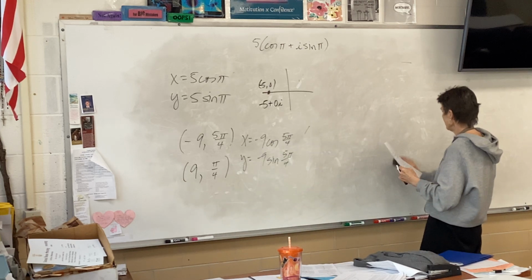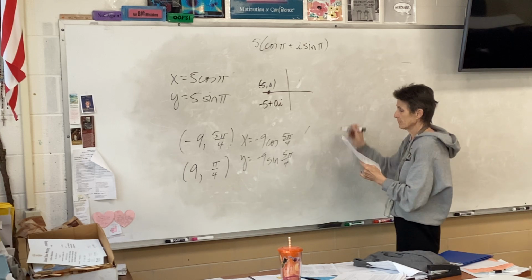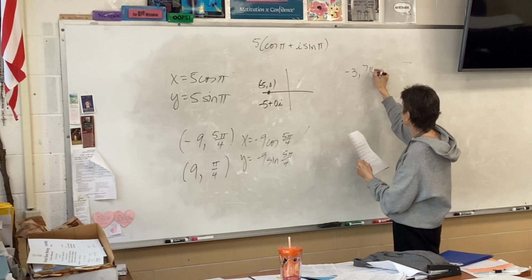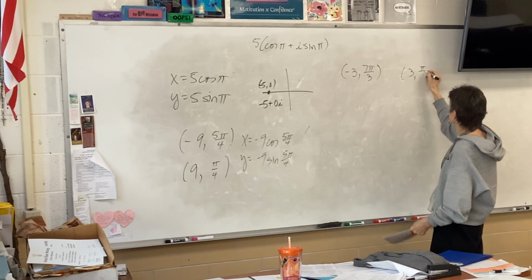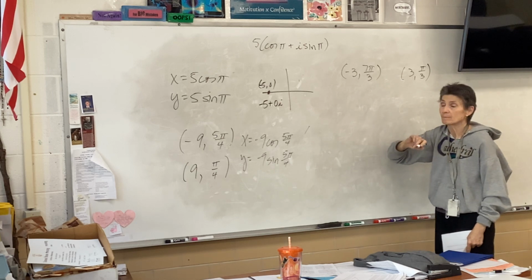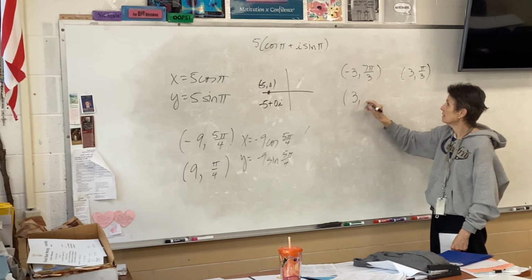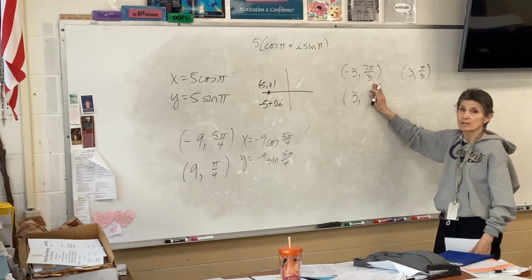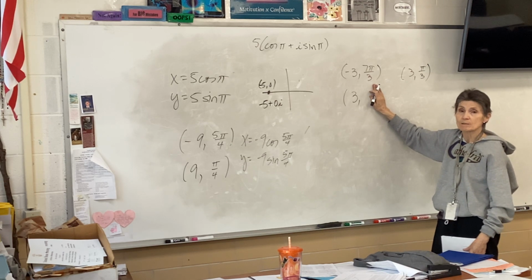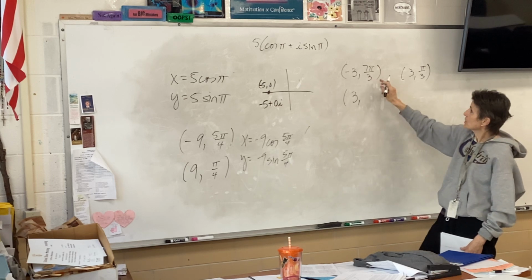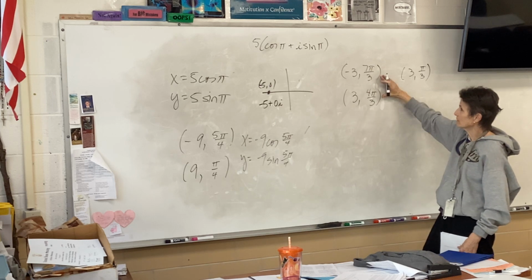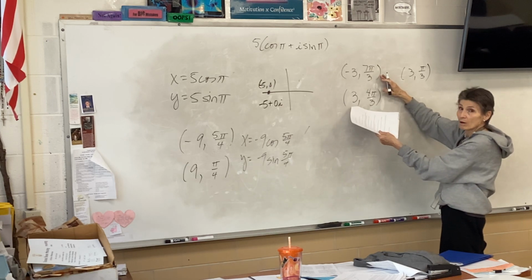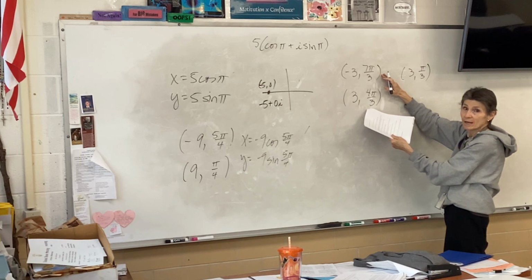An alternate name for the polar point (-3, 7π/3) is (3, 7π/3)? All right, let's talk about this for a minute. If I'm going to change the sign on r, then how much does the angle change by? The angle changes by π. So this would be the same as this. Would everybody agree with that? I change the sign on r, my angle changes by π.